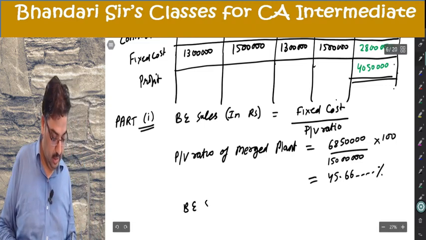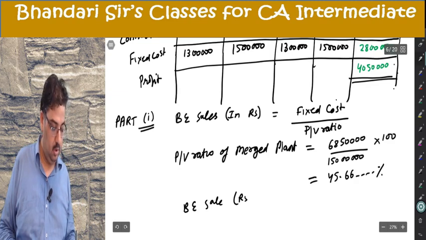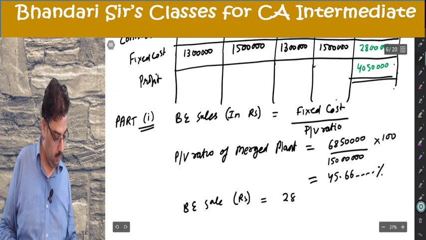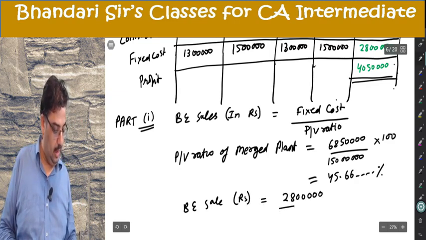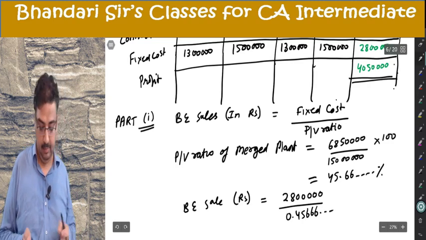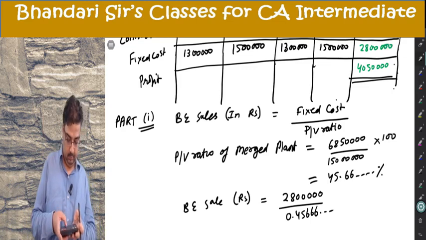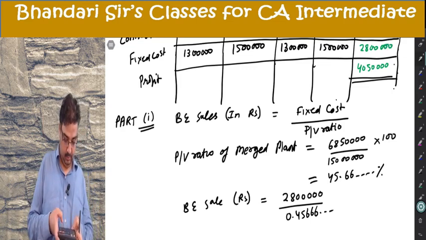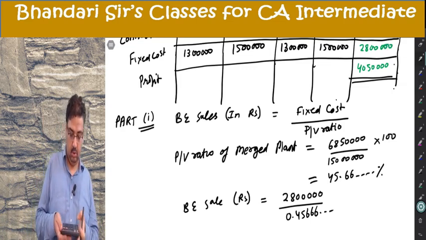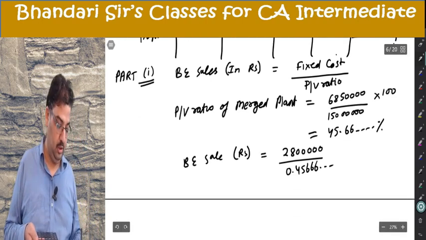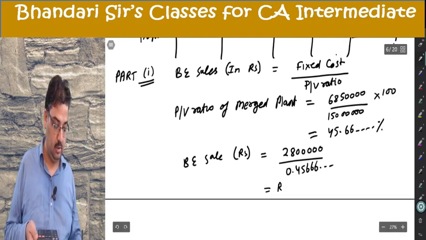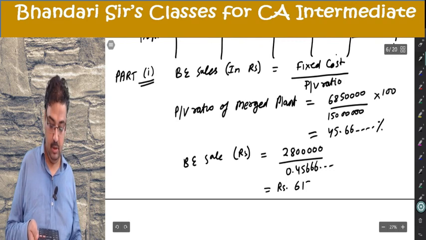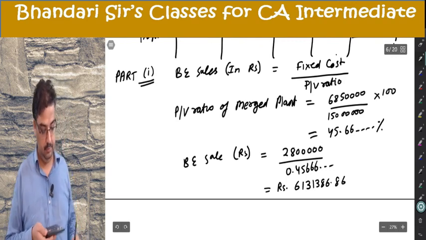So break-even sale in rupees is 28 lakh divided by 0.456666 till the end. Now sometimes my answer is different due to not approximating the answers, which is perfection, I will say. 6131386.86.